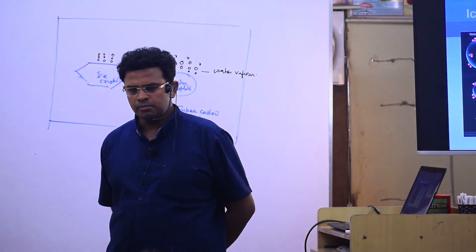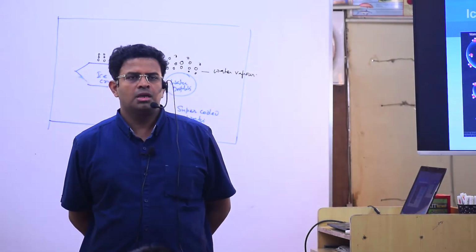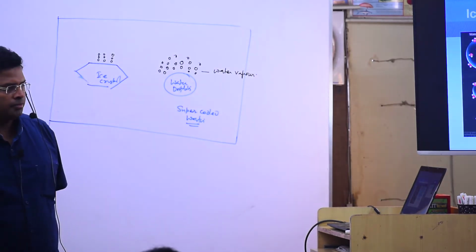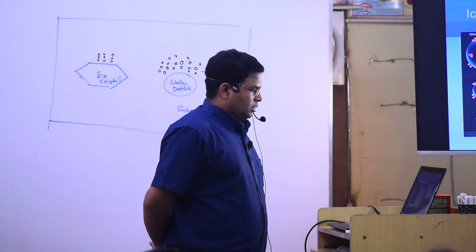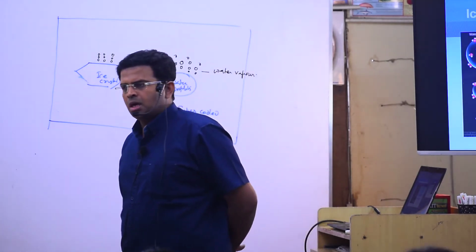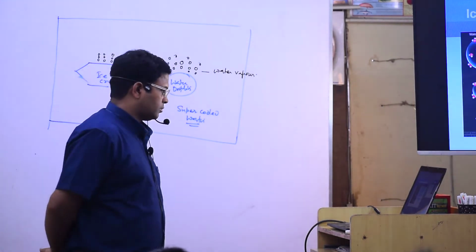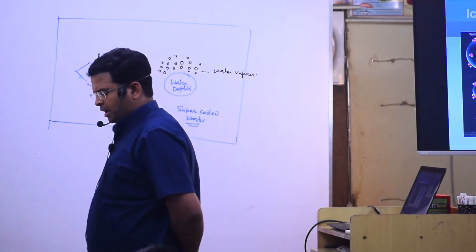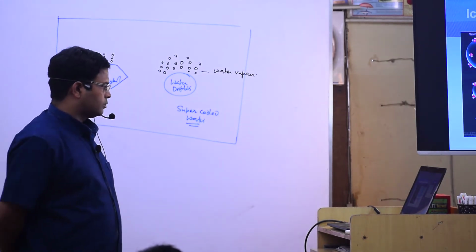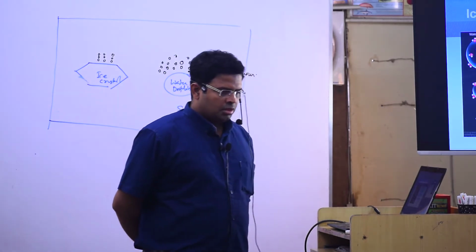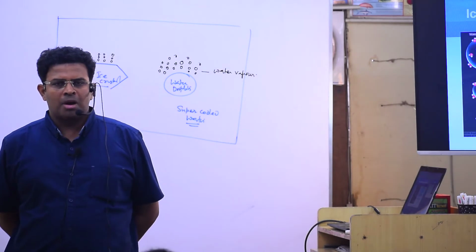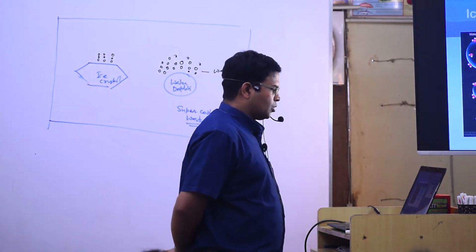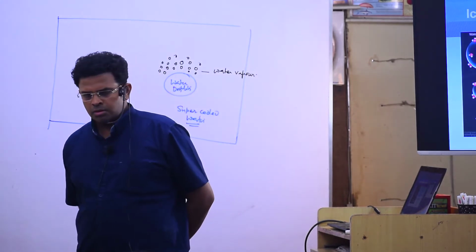Next point, accretion, A-C-C-R-E-T-I-O-N, accretion. Around the ice crystal, if smaller water droplets exist, then the ice crystal might collide with supercooled water droplets.